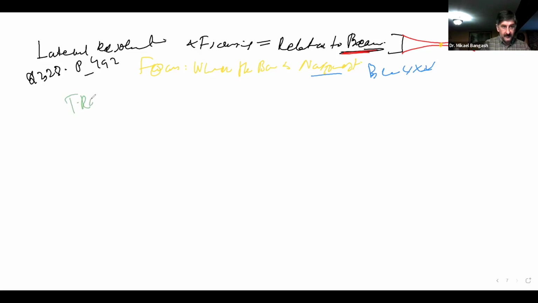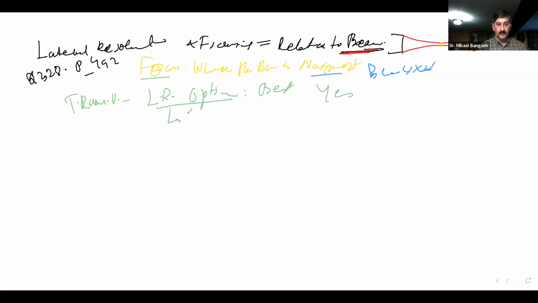Or transverse resolution was also another name for lateral resolution. And where is it optimum, mainly? It is best at the focus. So the focus, or the focal point, is the point where we have the best lateral resolution. Yes.